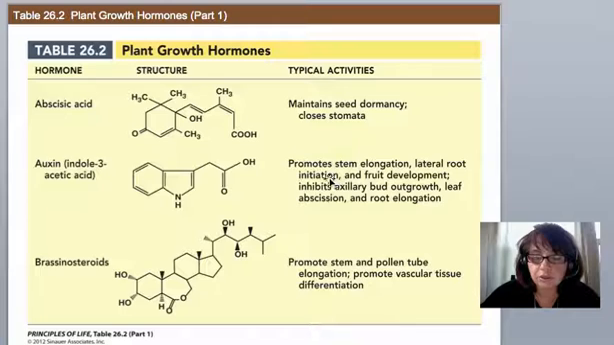Auxin is also important in lateral root initiation, axillary bud outgrowth, leaf abscission. So this is when the leaf is going to break off, and then root elongation. For the most part, auxin is involved in cells getting bigger for plants to grow. Probably a fair summary. Brassinosteroids, a lot of growth, promoting vascular tissue, promoting stem and pollen tube elongation. So another growth promoter.